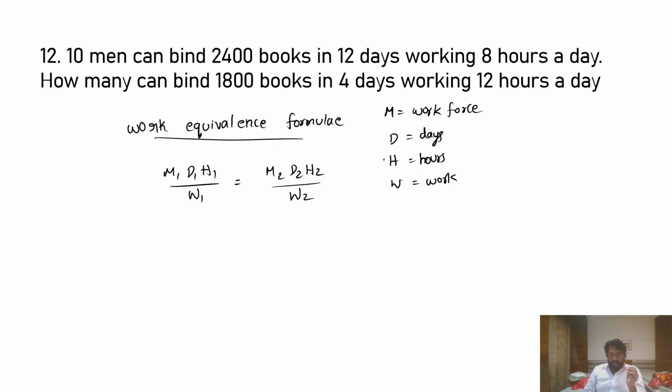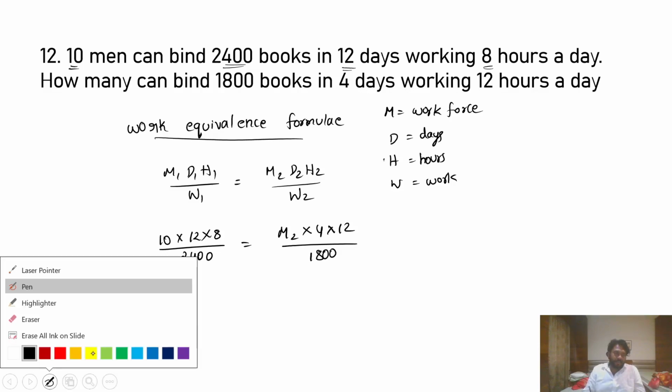There are 8 parameters here. 7 parameters were given there, and the 8th one you need to calculate. So M1 is 10 men, and D1 is 12 days, and H1 is 8 hours. Work is 2400. And M2 you need to calculate, how many men it is mentioned. D2 4 days, H2 12. Work to be completed is 1800.